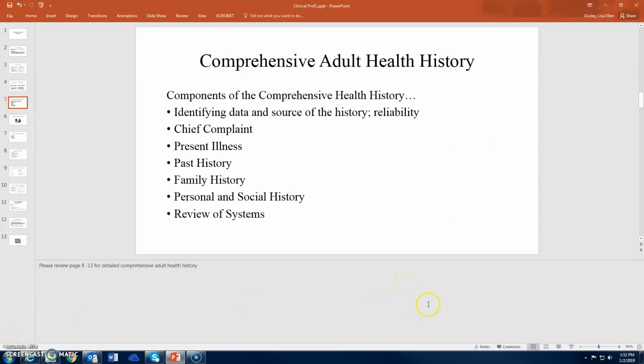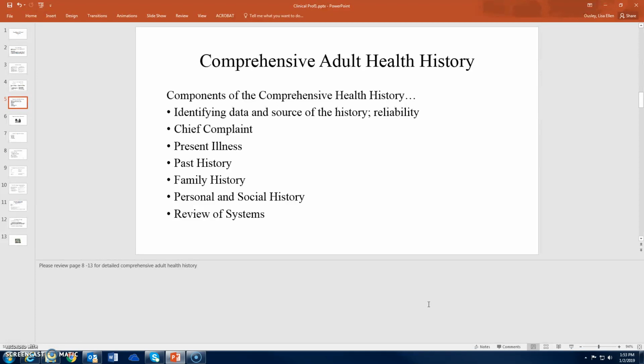When talking about the comprehensive adult health history, it's important to remember that when you are talking with patients, the health history rarely emerges in the order as I have listed here. The interview is typically more fluid, and you will closely follow the patient's cues to elicit the patient's narrative of the illness. You'll provide empathy and you'll strengthen rapport in that way. But these are the components of the comprehensive health history.